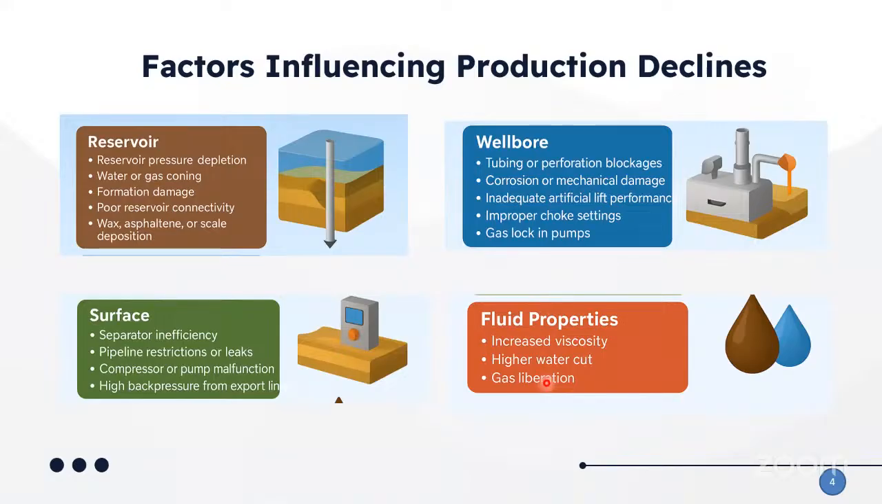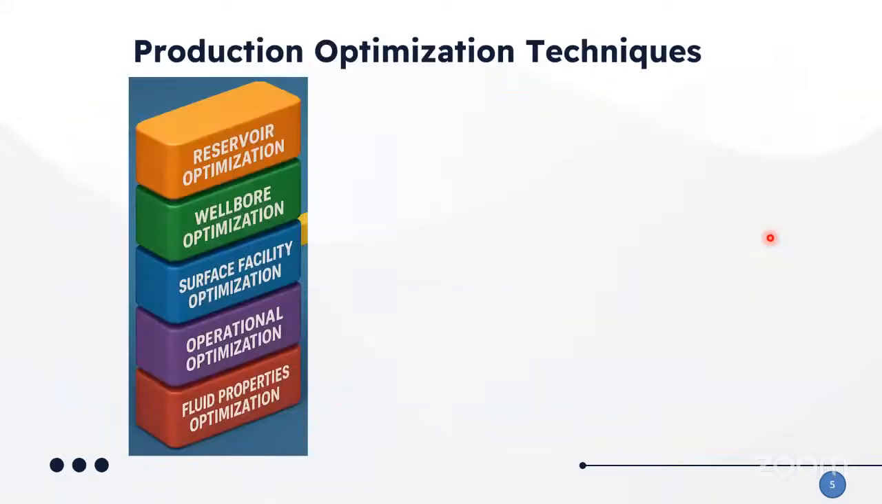So moving forward, we've discussed production decline. Then we need to talk more now, we've seen the problem, so how do we solve this problem? That brings us to production optimization techniques.